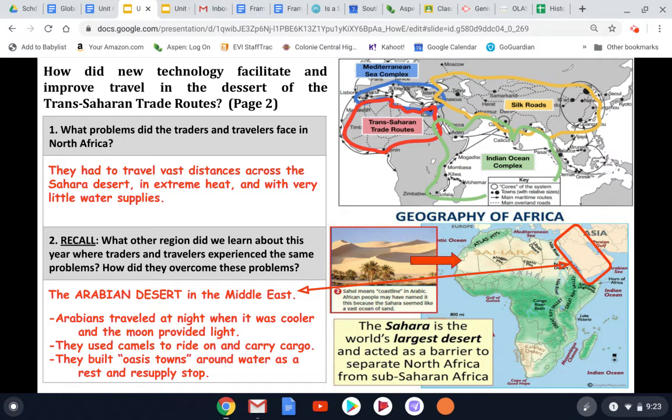So as we go on to the next page, we'll see if the travelers and traders in the Sahara Desert are going to use any of the same adaptations as the travelers and traders in the Arabian Desert.